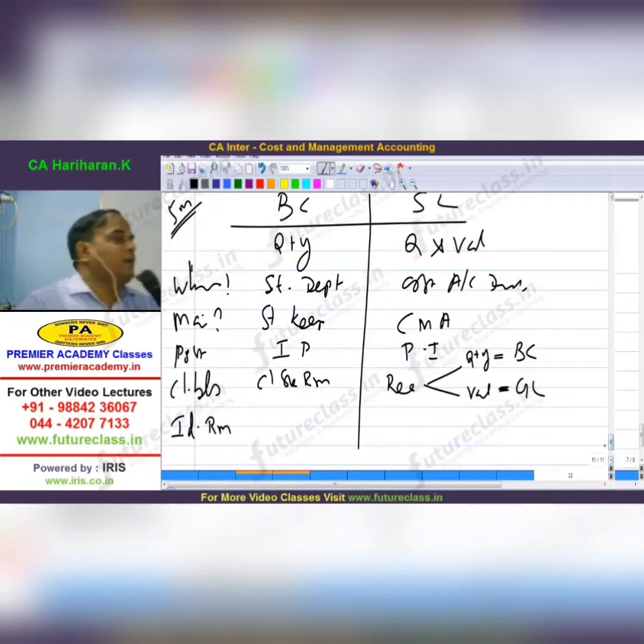Next, identification of raw material. Which one is easy to identify? On what basis can you identify the raw material easily, based on bin card or stores ledger? Bin card. Yes, it is raw material A, raw material B, we can identify. Clear? So identification of raw material is very easy based on the bin card.